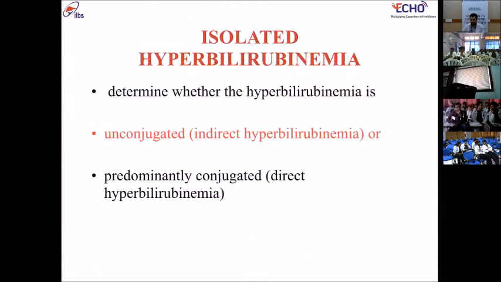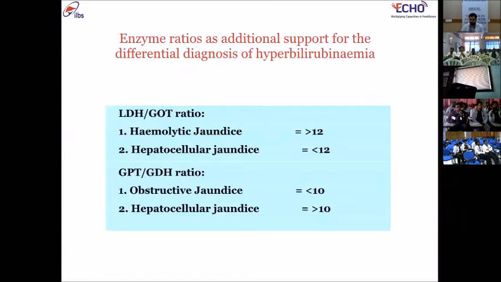AIDS. Isolated elevation of the bilirubin level is commonly seen in Gilbert syndrome, which is the unconjugated variant, and the other is conjugated, which is the increase in the direct bilirubin levels. So basically, the enzyme ratios provide additional support for the differential diagnosis of the elevation of the bilirubin. Elevated LDH levels as compared to the AST usually point towards hemolysis rather than hepatocellular jaundice.